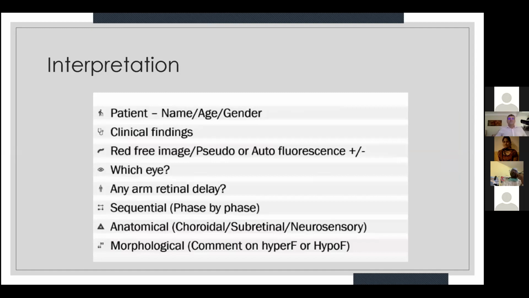So make sure that you know the clinical findings, see the first clinical examination. Then always make sure you take an autofluorescent red-free color picture and autofluorescent picture. Always when you're naming it, which eye, is there any arm retinal delay? Always make sure that you have all the sequences and you present it in a sequential manner, and make sure which level it is. Is it at the choroidal level, or is it at the subretinal level, or the neurosensory level? And then you comment on hyper or hypofluorescent.